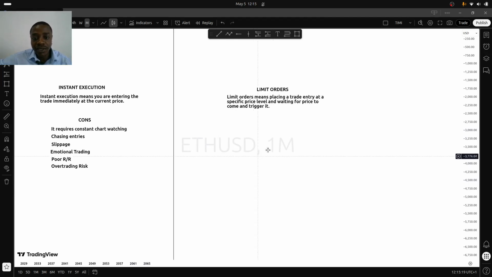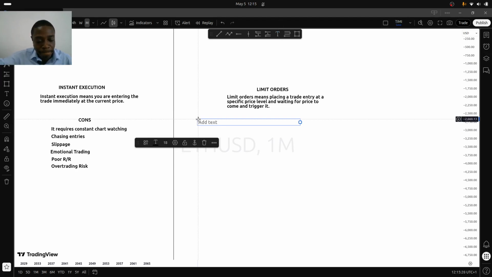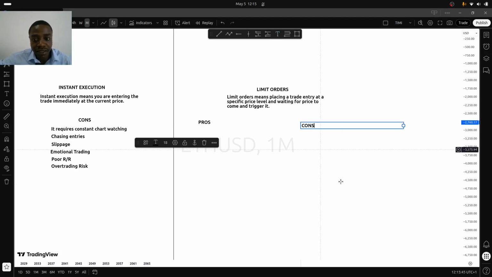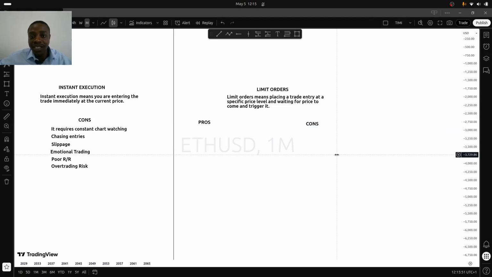Limit orders, on the other hand, are orders that you place at a specific price, and you wait for price to come to your entry and activate it. You're basically just watching the market, not reacting. You plan the trade, then you wait. You've seen where your take profit should be, where your stop loss should be, you've calculated your lot size and everything. So you actually have time to relax, plan the trade very well and execute.